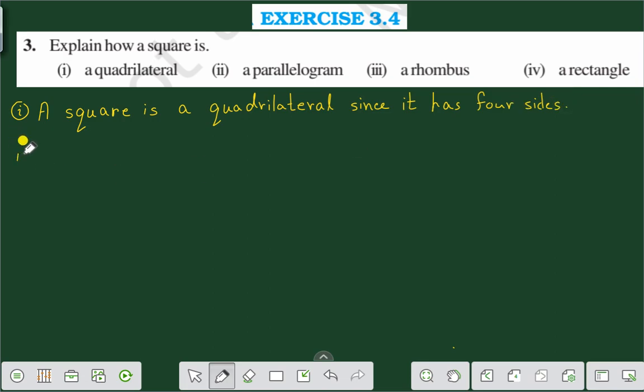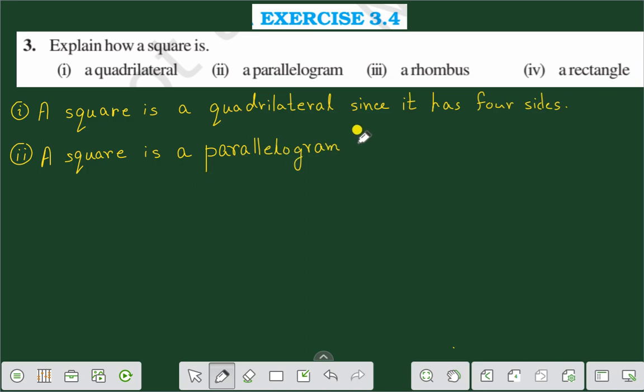Number 2. Explain how a square is a parallelogram. A square is a parallelogram since its opposite sides are parallel to each other.